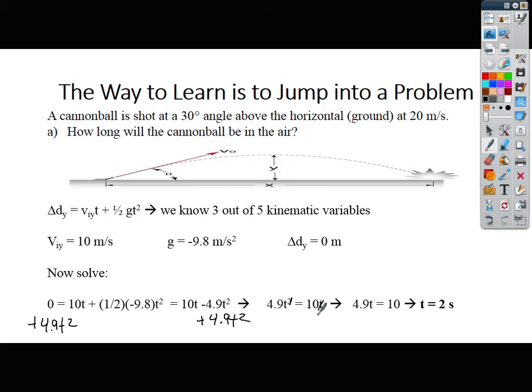So again, where am I getting this out of? We know the initial y velocity after we resolve the vector, after we change it into x and y. We know g is negative because the acceleration is always pointing downward, but the object initially starts moving upward. Delta y is going to be 0 because it starts and ends in the same position. Obviously, the problem gets a lot more difficult if we're not starting and ending at basically no change.